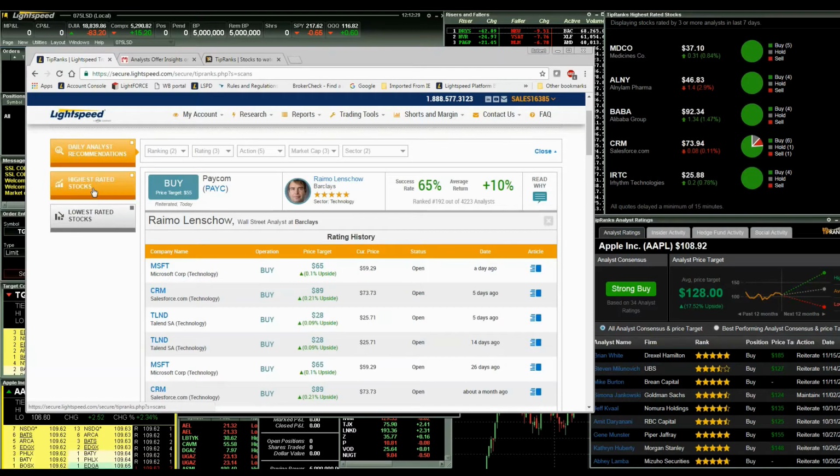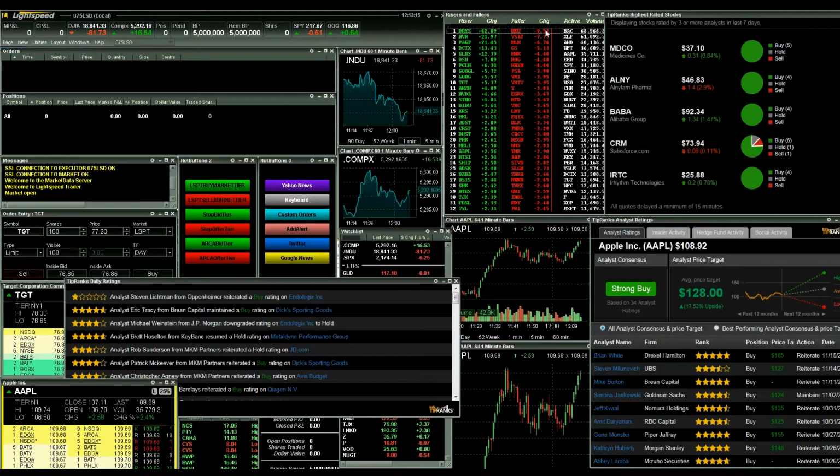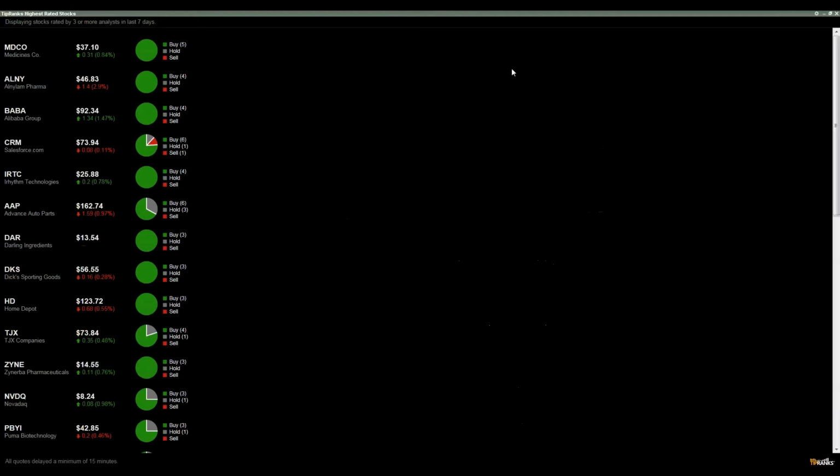Great. Okay, so now we'll head on to the highest rated stocks through the software here. Basically what we see in this window is more of a trending stocks view, which stocks have been rated the most over the last 7 days. So you can see what are the stocks that have been rated the most positively in the last 7 days, but there's also a window that shows you the worst rated stocks, meaning stocks that have been getting a lot of ratings in the last few days that have been either neutral or negative.